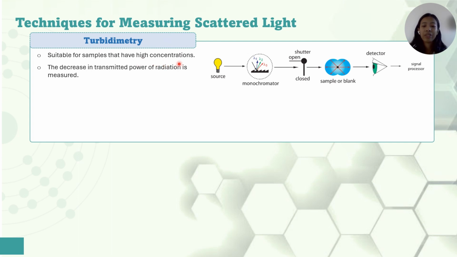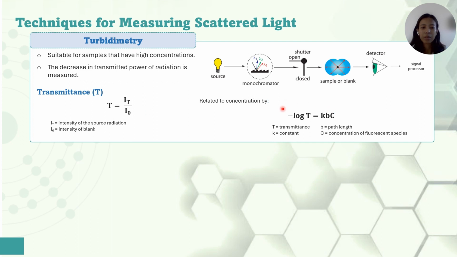One way to measure turbidity is using transmittance, which is the ratio of the transmitted intensity of the radiation source, or IT, to the intensity of the lamp. The relationship of transmittance and concentration is given by this equation, which is similar to absorbance.